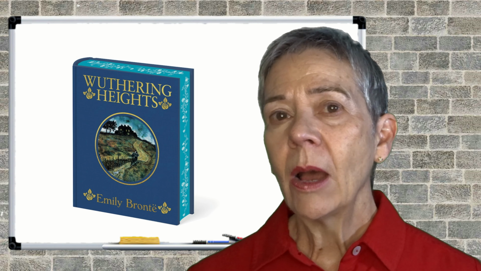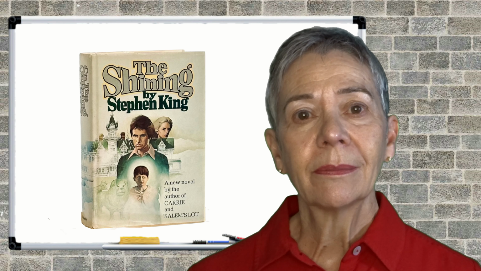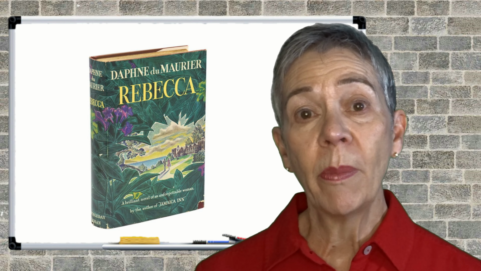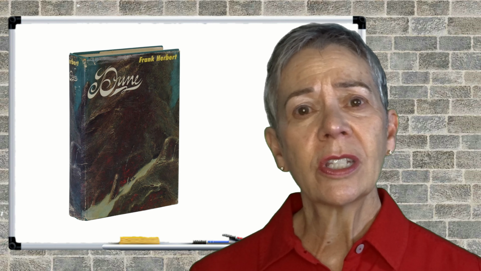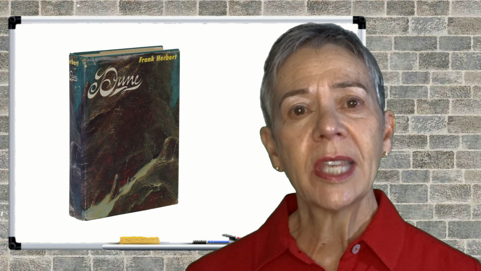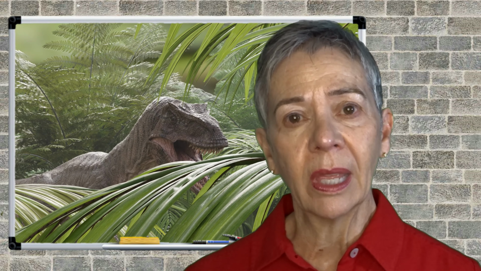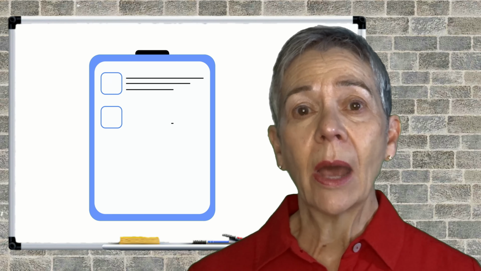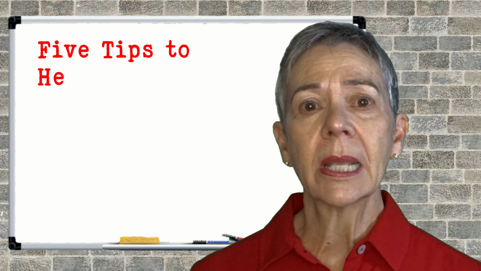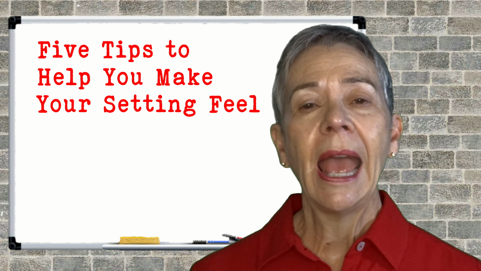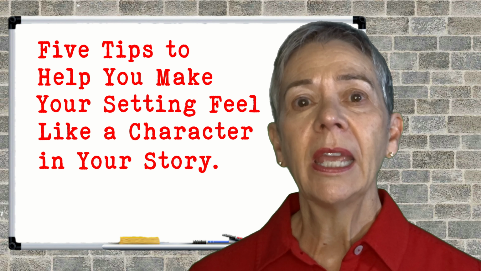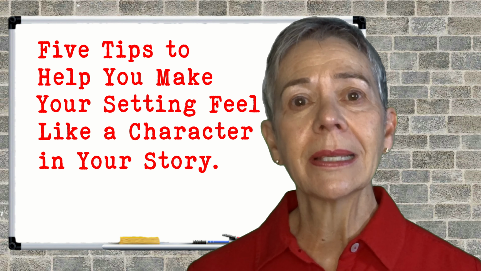But there are lots of examples. You've probably read many of them. Here are some examples of books where the setting is a character. How about Wuthering Heights, Moby Dick, The Shining, my favorite book of all time, Rebecca, and Dune. These are just a few examples of books where the setting is an actual living, breathing character. So I guess the question is, how do you do it? Well, I have 5 tips, things that I found helpful when I was writing that book, and things that other writers have found helpful in writing their books with living, breathing settings.